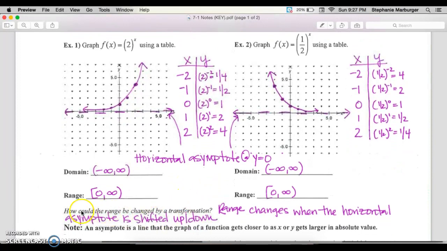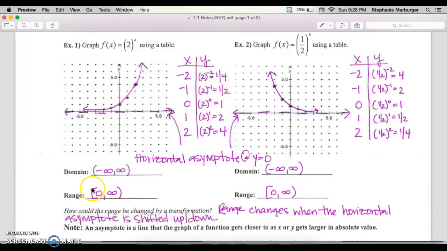In terms of transformations, if you look down here at this question that says, how could the range be changed by a transformation? What we're going to talk more about is that the range is going to be determined by this asymptote. For both example 1 and example 2, the range goes from 0. Ooh, that should not be a bracket. That should definitely be a parenthesis. Make sure on your notes this is a parenthesis. That is my mistake. Both range values here and here in example 2 should have parentheses for the range.